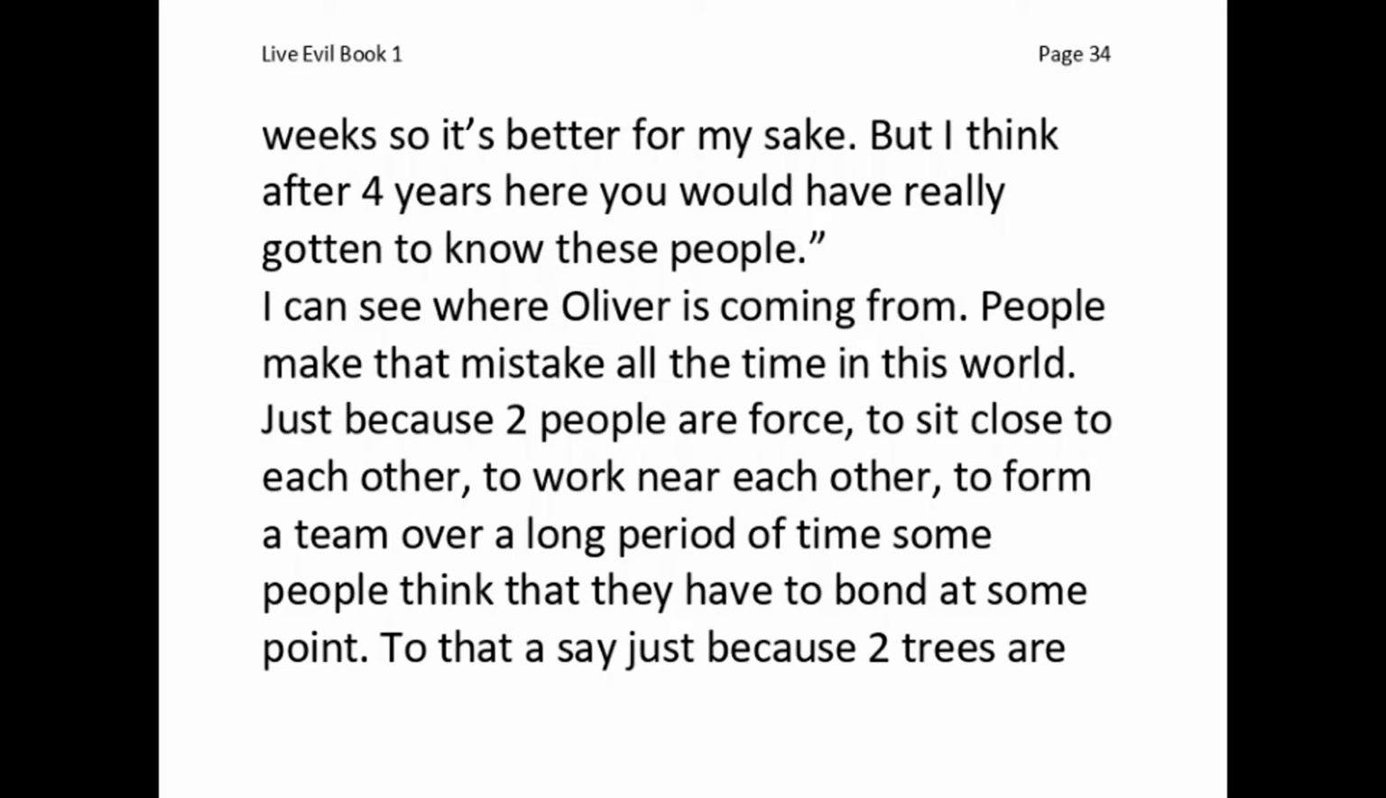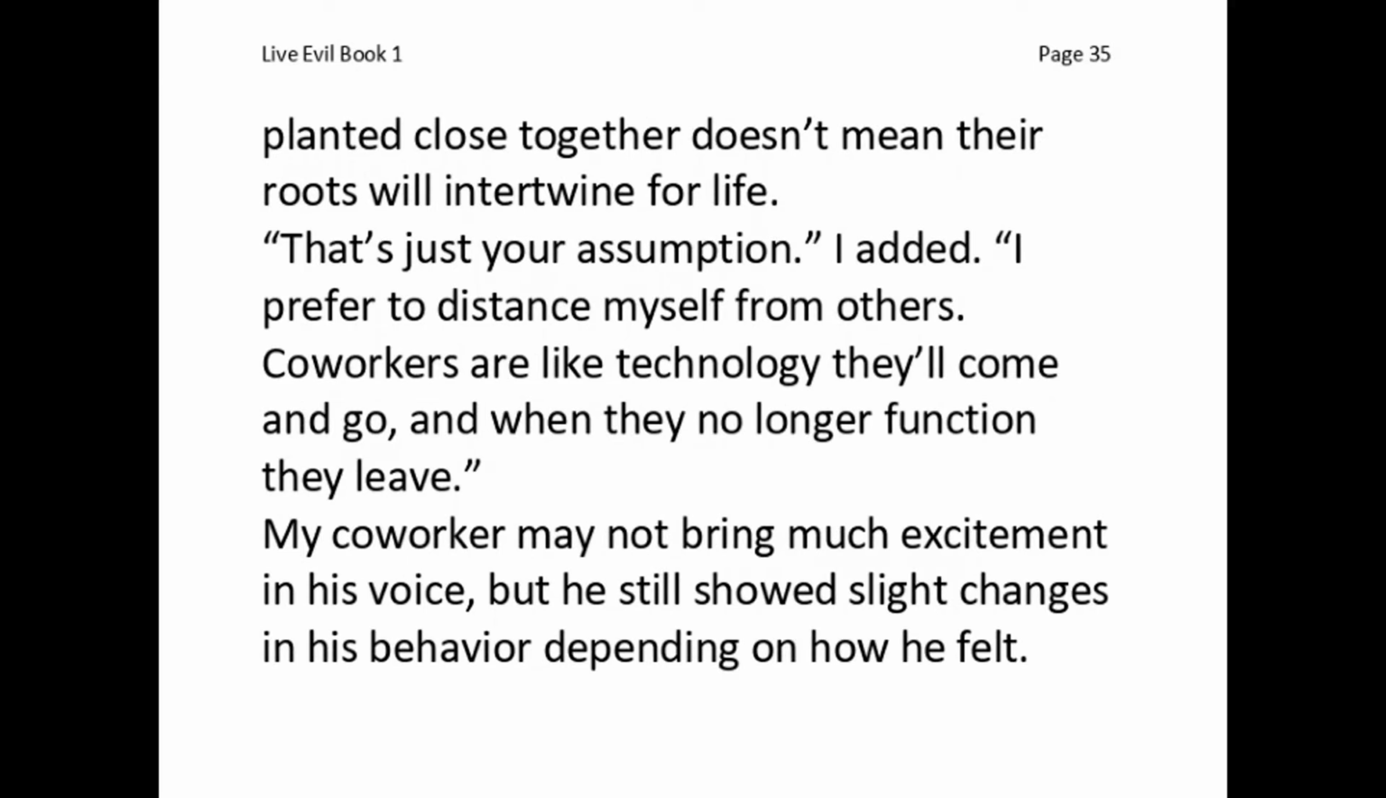People make that mistake all the time in this world. Just because 2 people are forced to sit close to each other, to work near each other, to form a team over a long period of time, some people think that they have to bond at some point. To that I say, just because 2 trees are planted close together doesn't mean their roots will intertwine for life. That's just your assumption, I added.